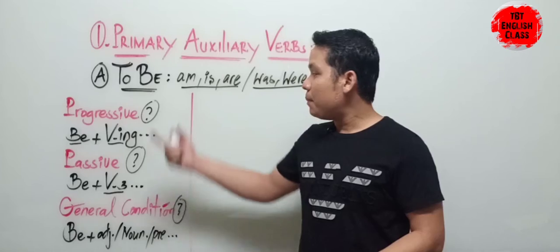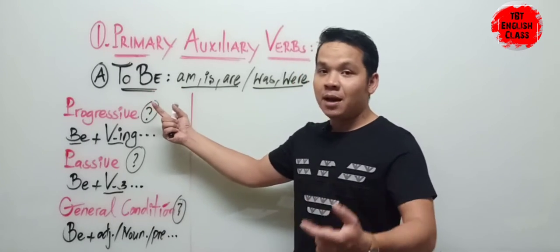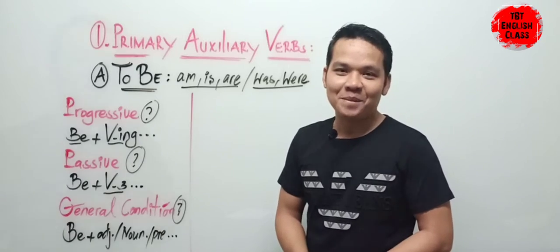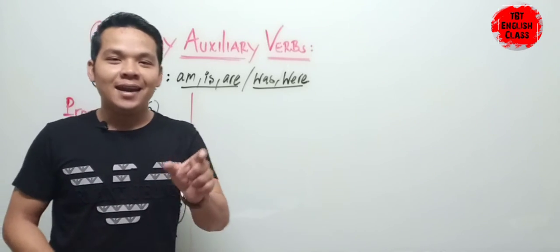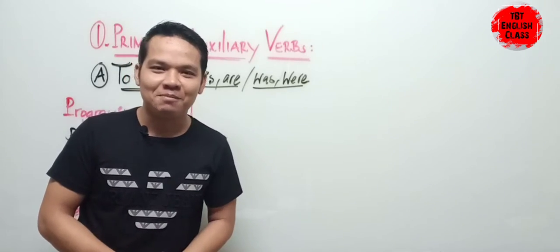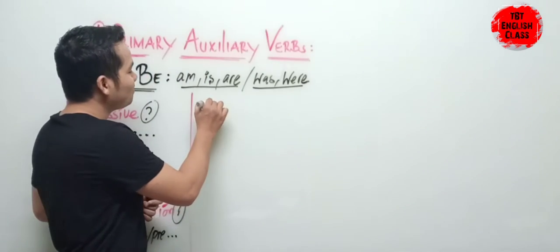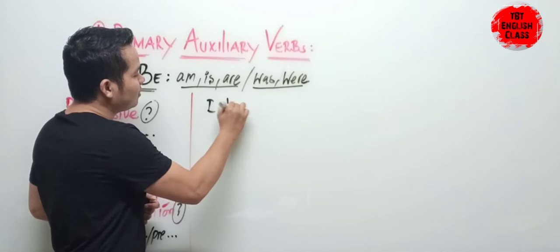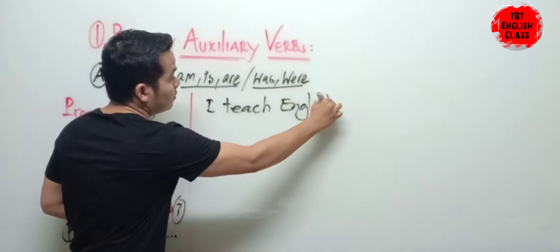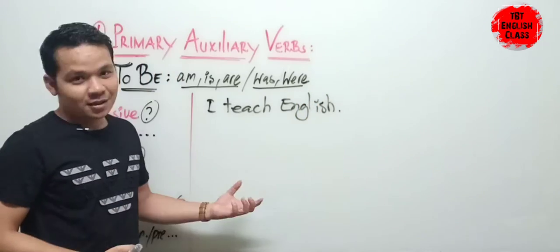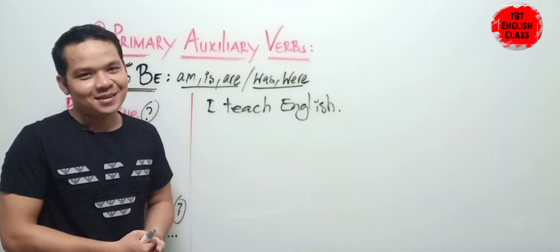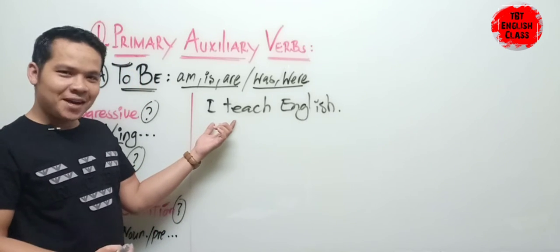So to make you clear about verb to be as a primary auxiliary verb, let's see an example with me. Let's see a simple sentence and learn to change the simple sentence to progressive, passive, or general condition with me. I say, I teach English. Yes, you can see this sentence. We can call it a simple sentence or simple present. Do you see verb be here?